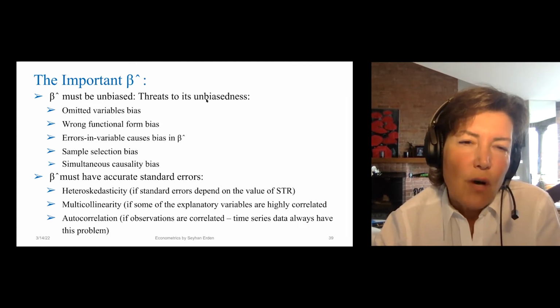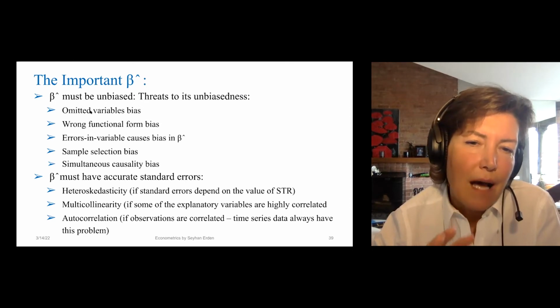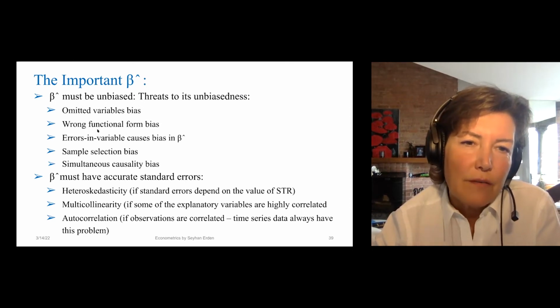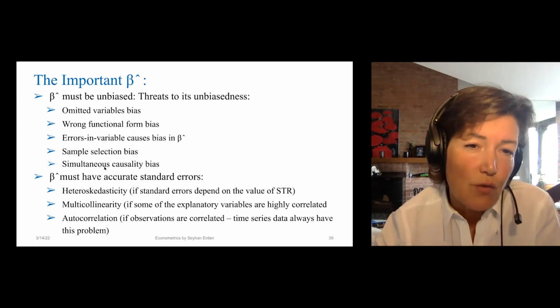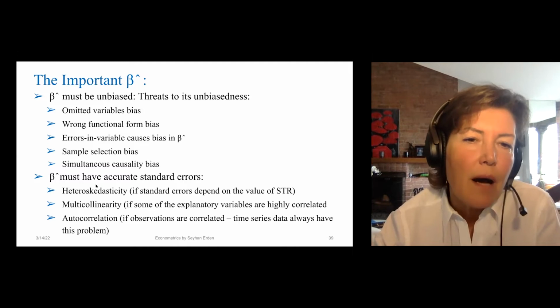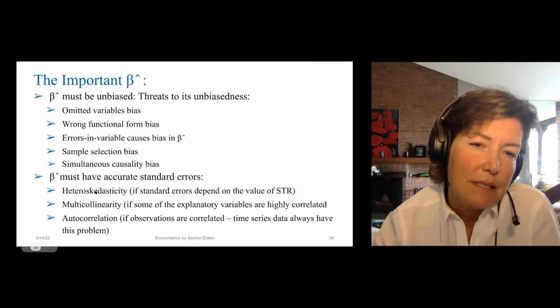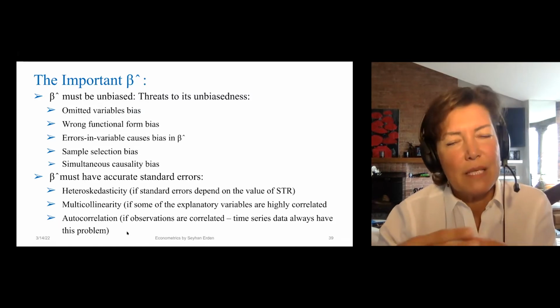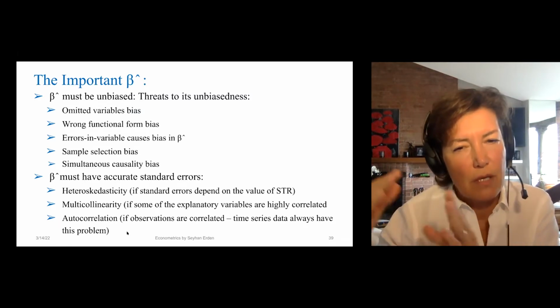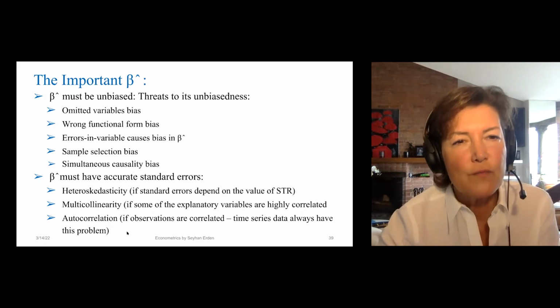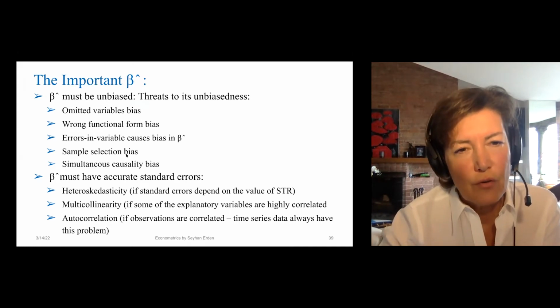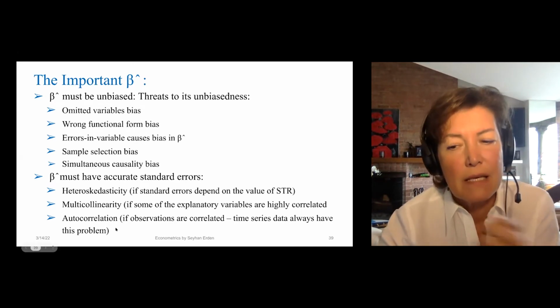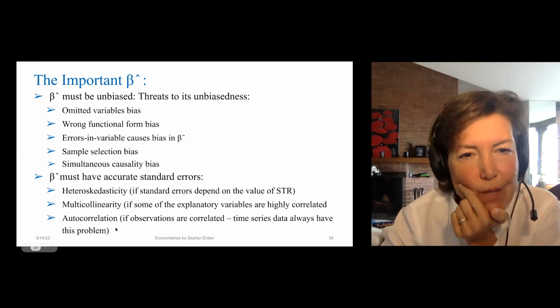And the problems that make that number incorrect, the threats to unbiasedness, are listed here, which we will find a solution to throughout the semester. And the problems that make standard errors inaccurate are listed here. But this is the big picture that I always put towards the end, because we first have to learn what these are and how we can correct them.